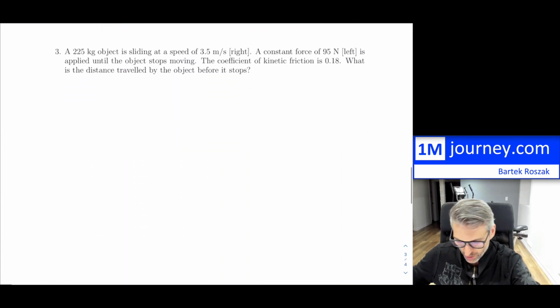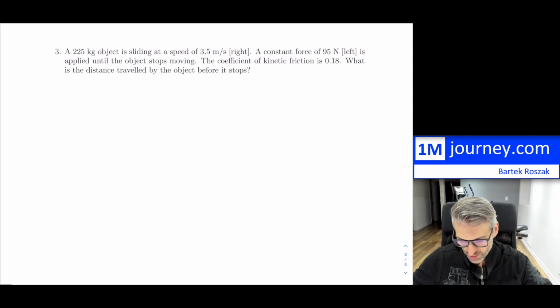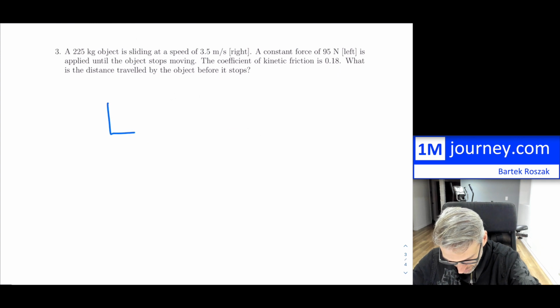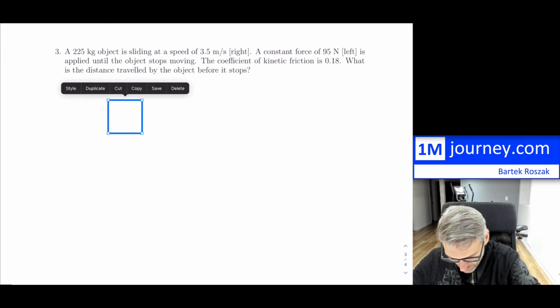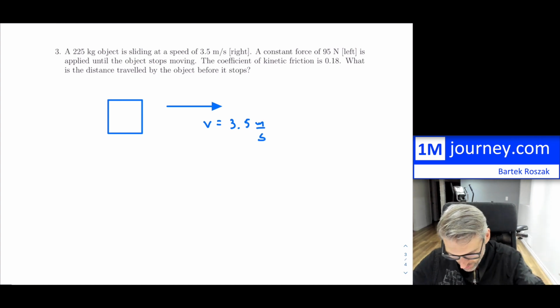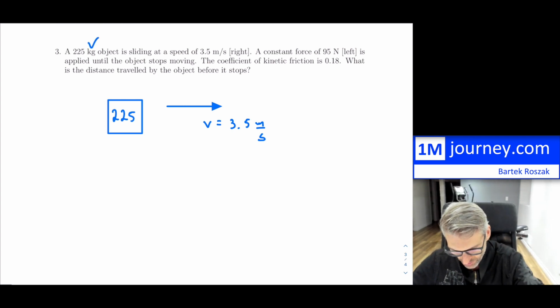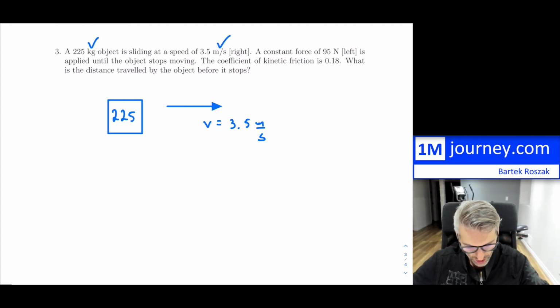Here is question number 3. Let's take a look at this. A 225 kilogram object is sliding at a speed of 3.5 meters per second to the right. Again, I like these free body diagrams, so let's utilize them. You are moving to the right at a speed of 3.5 meters per second. This object is 225 kilograms, so that's in standard units. A constant force of 95 newtons to the left is applied.